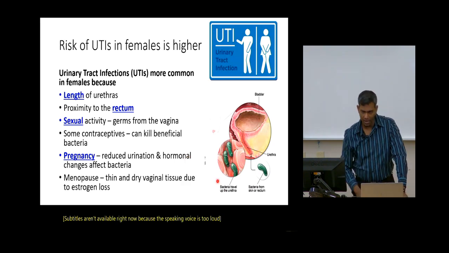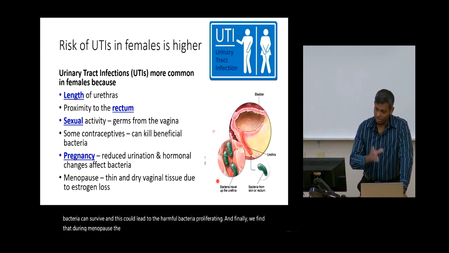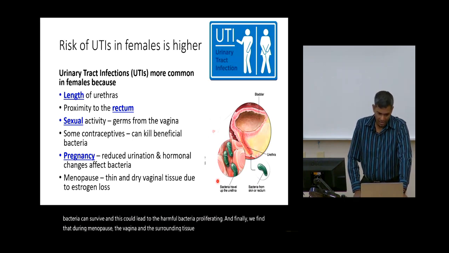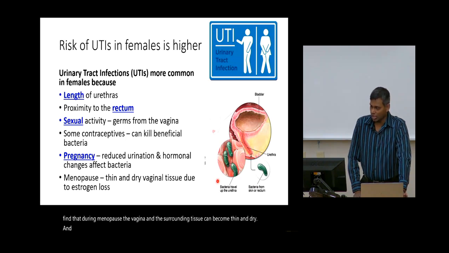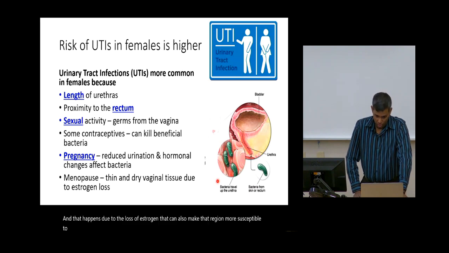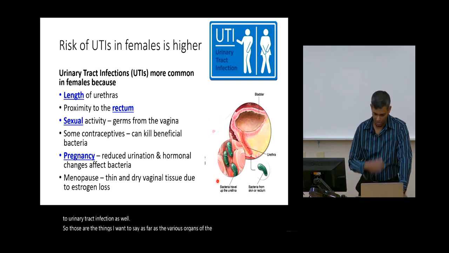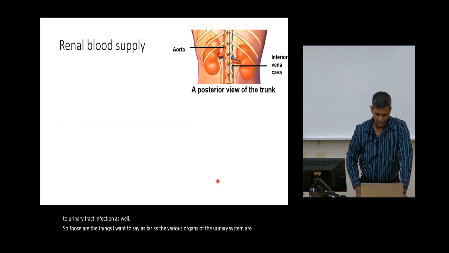And finally, we find that during menopause, the vagina and the surrounding tissue can become thin and dry, and that happens due to the loss of estrogen, and that can also make that region more susceptible to urinary tract infection as well. Okay, so those are the things I want to say as far as the various organs of the urinary system are concerned.